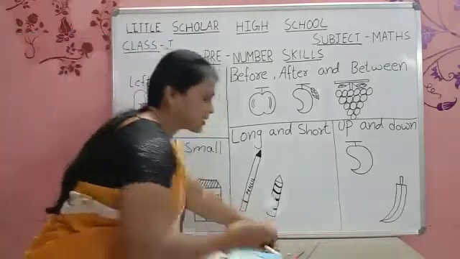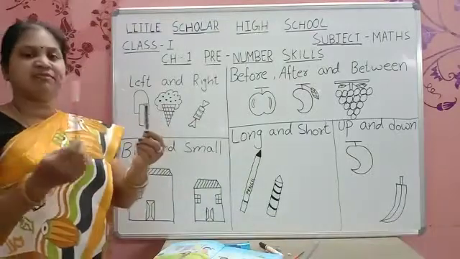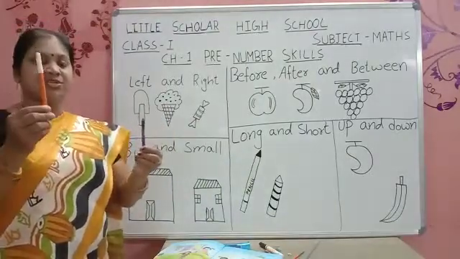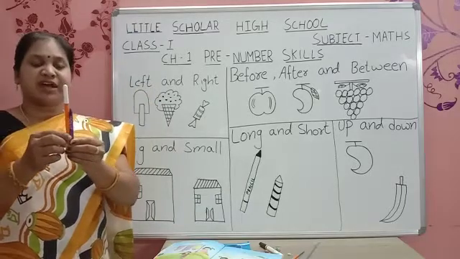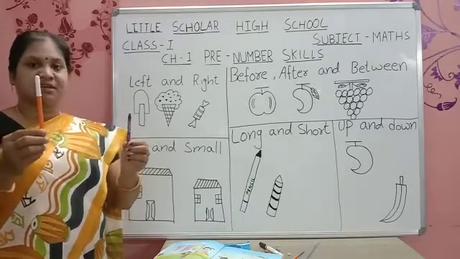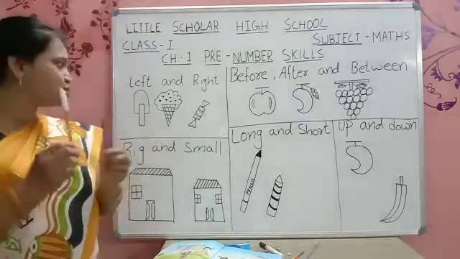Here I have a sketch and a crayon. Can you say which one is big? Yes, sketch is big, crayon is small. Size we can find out. Sketch is a little long and crayon is short.